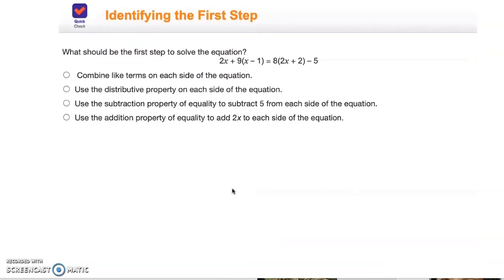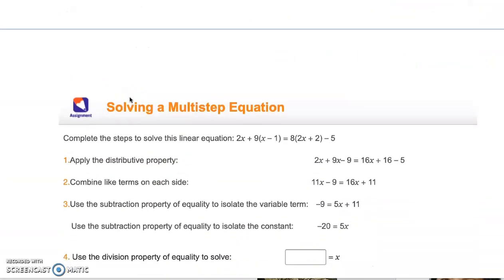So first off, identify the first step. What should be the first step? Well, remember, we've got to get rid of parentheses first. And the way we do that is we use the distributive property, because now we say 9 times x and 9 times a negative 1. So this would be 2x plus 9x minus 9. And on this side, we would have 16x plus 16 minus 5. That's the first thing we have to do, is to get rid of those parentheses. So that's the distributive property.